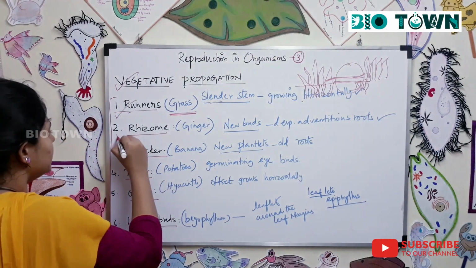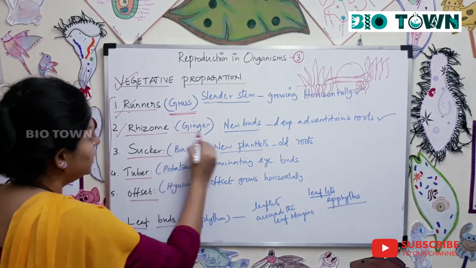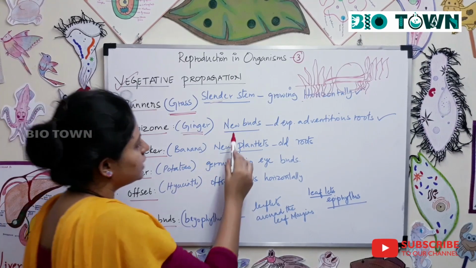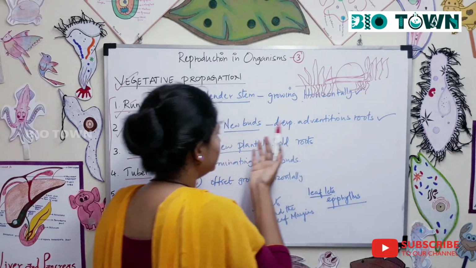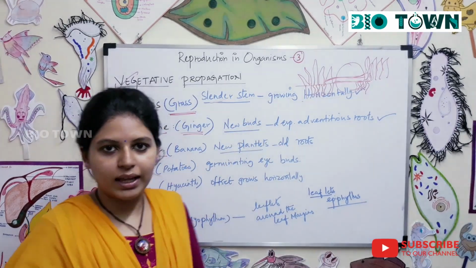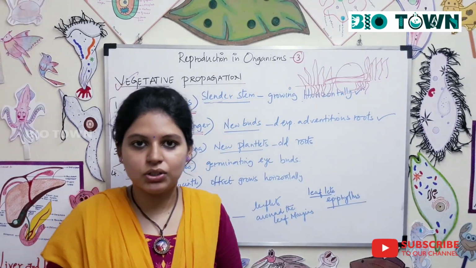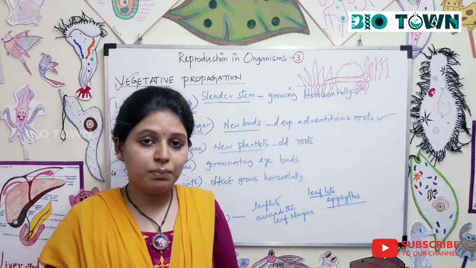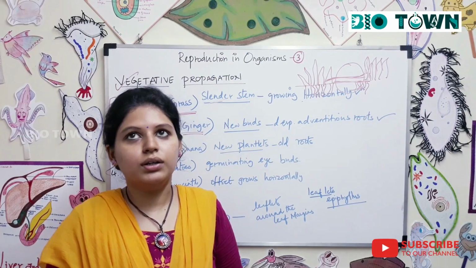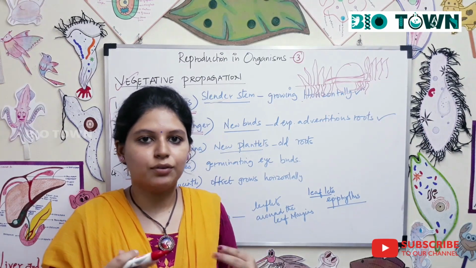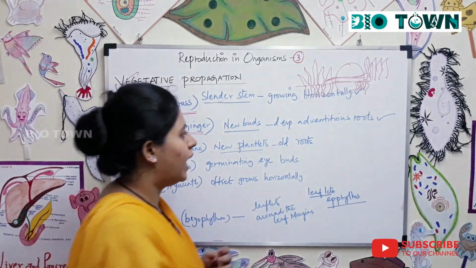Alright. Next is rhizome. Example, ginger, where there is a formation of new buds and they develop adventitious roots. This you can observe in your day-to-day life, where for example you get a ginger and you don't use it, never keep it in the refrigerator. Keep it outside and do not use it for 1.5 weeks. And now observe what happens.